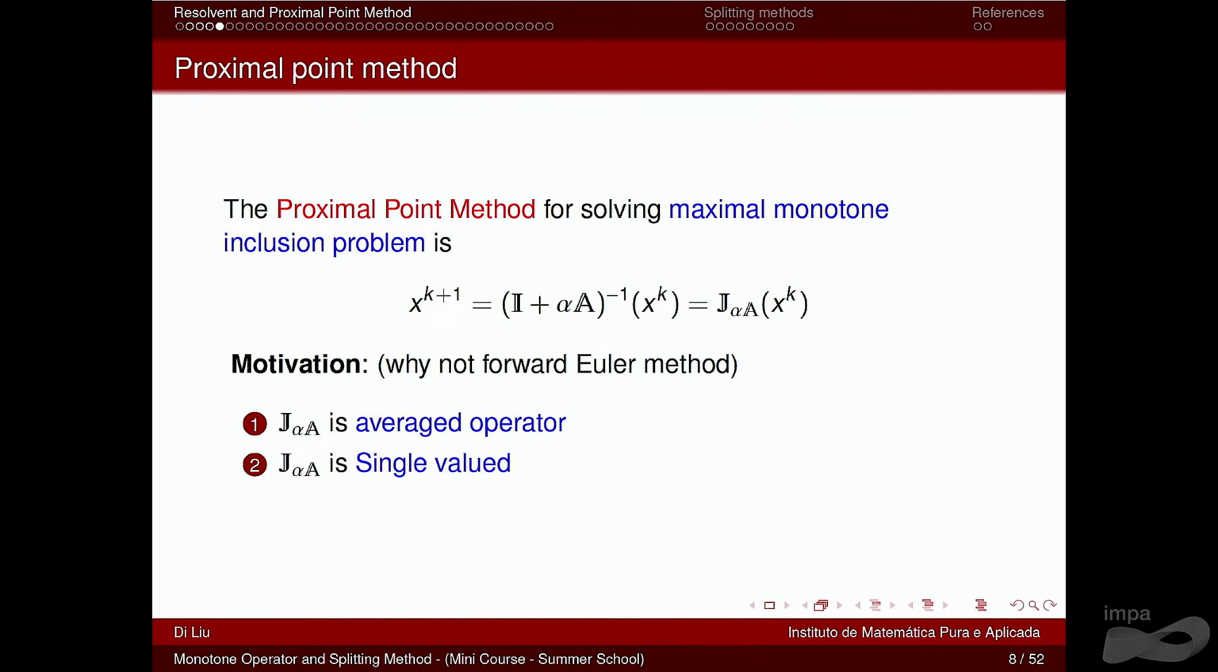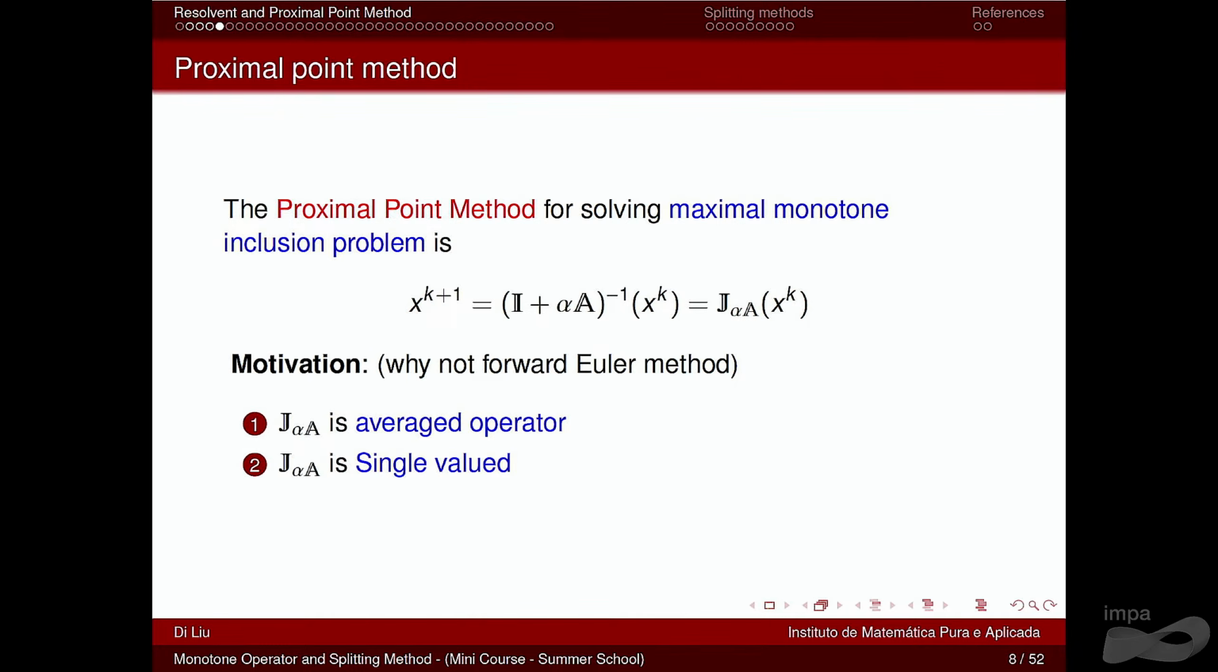In Theorem 1, we require the operator in the iteration to be an averaged operator, and fortunately here the resolvent J_alpha A is averaged. This is the most beautiful thing in maximal monotone inclusion problems and fixed point iteration.